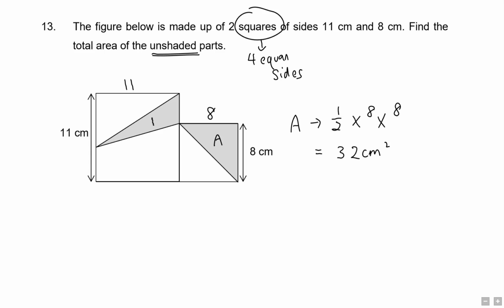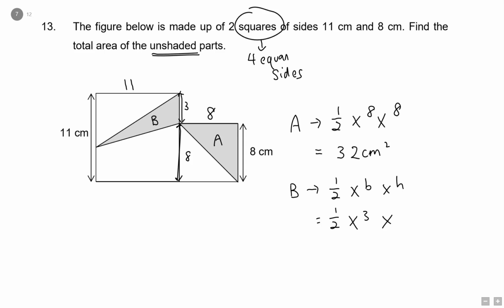Alright, now let's take a look at B. Now B, if you know that this is 8, that means here also is going to be 8, and the whole entire length is 11, which means that this unknown here is 3. 11 minus 8 is 3. Now how to find B? B is definitely a triangle. And to find a triangle, half times base times height, we will need to do a half times. Where's the base? Now the base is 3 that we just found out.